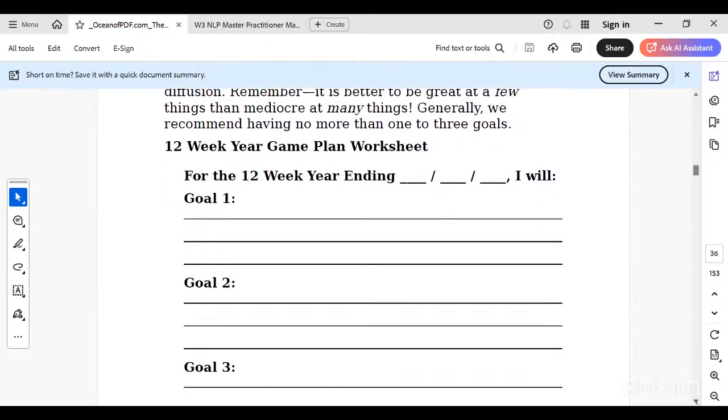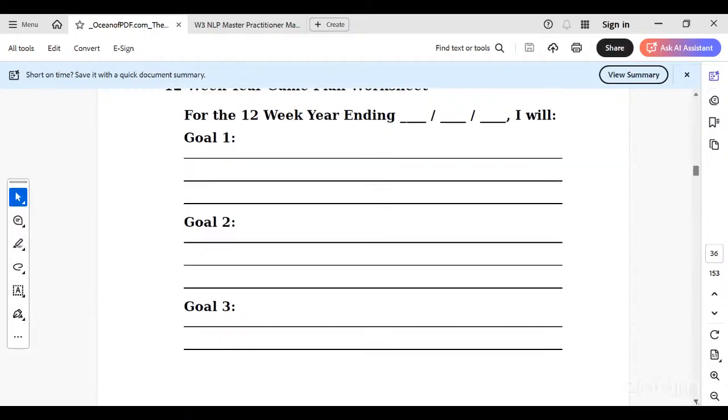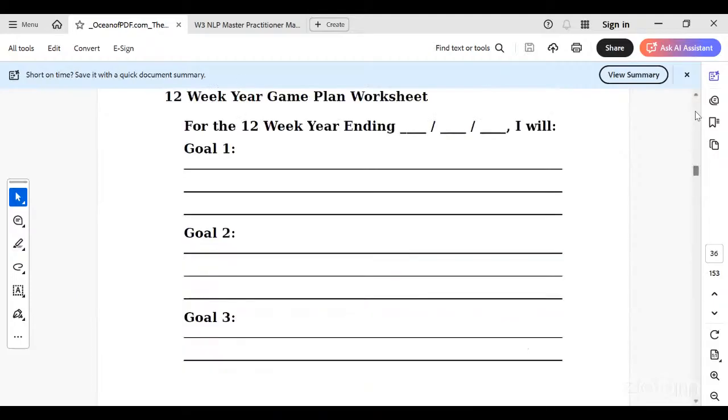So this is the worksheet. It's a game plan worksheet, 12-week year ending so and so. Put the date so that the mind acknowledges it. I will write goals 1, 2, and 3 very clearly using the SMART concept, that is specific, measurable, time bound, and realistic also. So can we just take 2 minutes, or say 5 minutes if people want? Then we can just list down these goals.